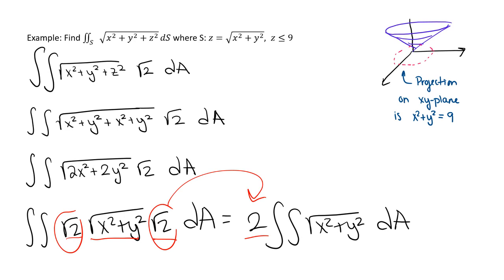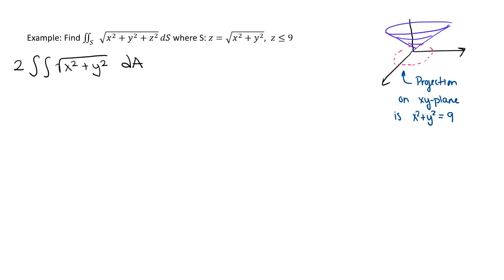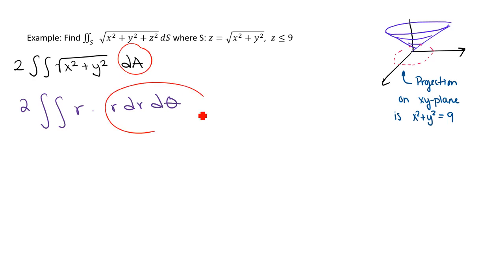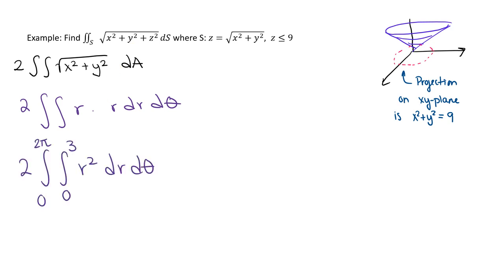Lots of x squareds, lots of circles in this problem. This is a great candidate for polar coordinates. So I've just copied down my integral again. I'm going to convert this into polar coordinates. I'm going to change the dA to an r dr d theta. And the square root of x squared plus y squared is actually just r. So I'm going to have to integrate r squared, and then I still have that constant of 2 in front. We're talking about a circle of radius 3, so the r's go from 0 to 3, and the thetas go from 0 to 2 pi.